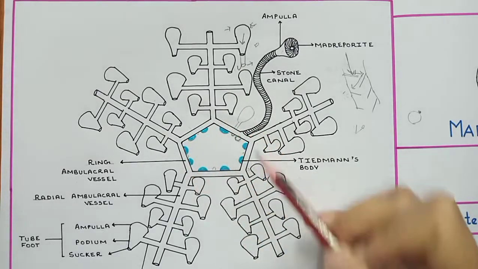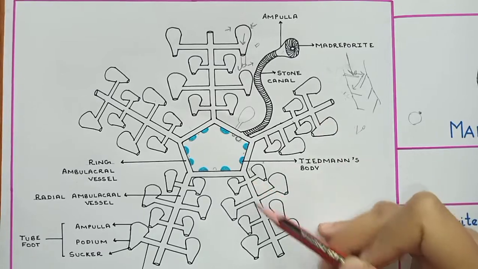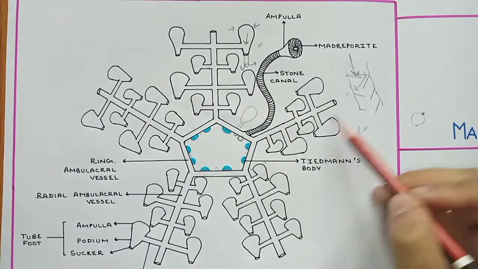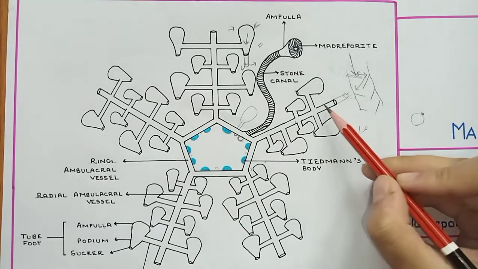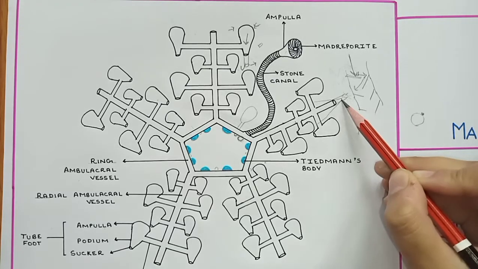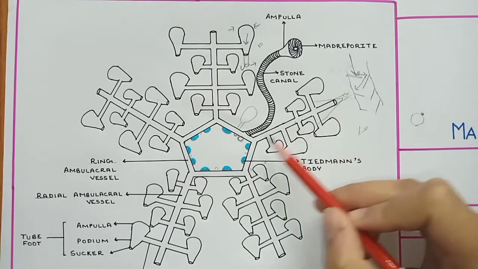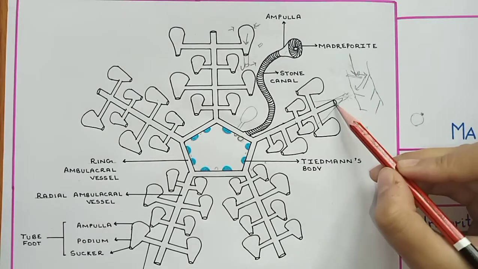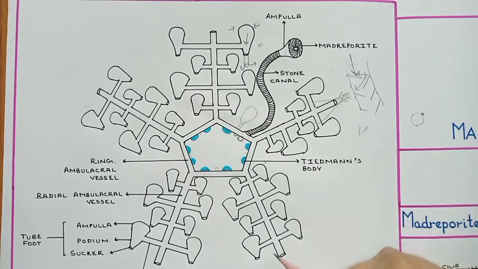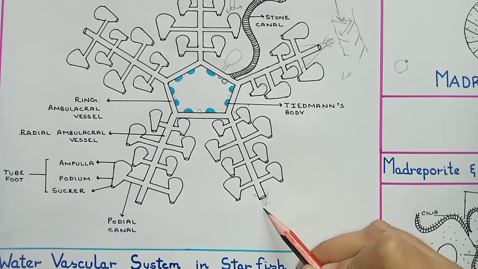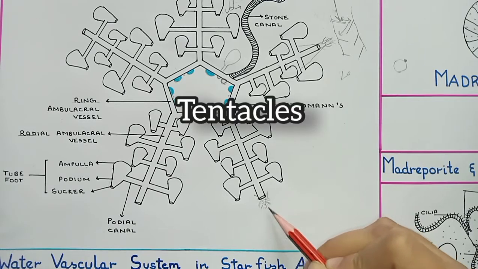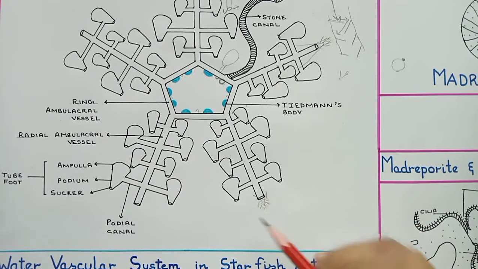Now this was about the inner wall of the ring canal. The outer wall of the ring canal has the radial canals. The radial canal extends up to the length of the entire arm, up to the tip of the arm, and at the tip of the arm it forms some tentacles. Okay, tactile tentacles, and these tentacles are olfactory in function.